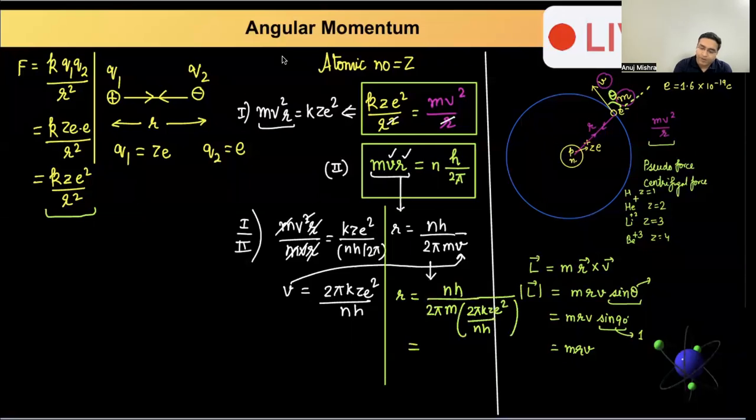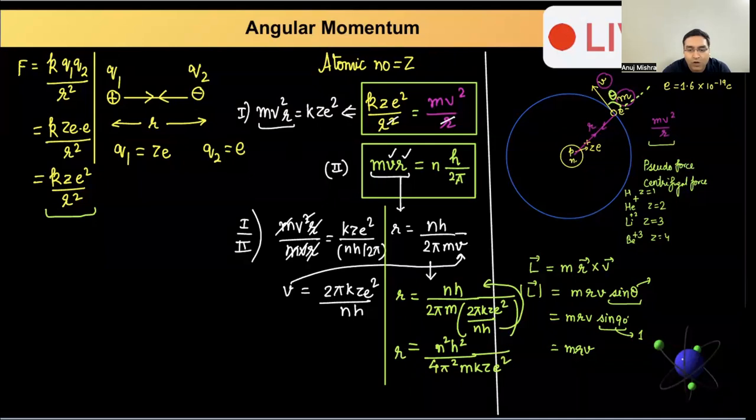So this nh will go up. You know how it works in maths: a upon b by c is ac upon b. So this is n square h square divided by this, 2 into 2 is 4, pi into pi is pi square, m k z square. I think Kaumudi gave the answer first. Let me check, who gave it? Kaumudi gave it.